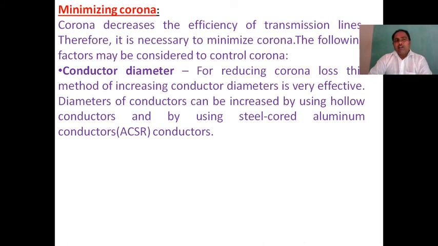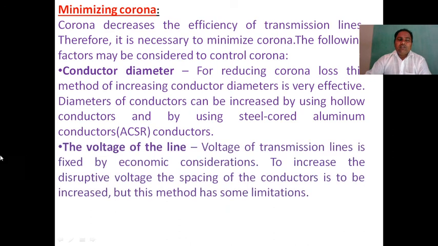Bundle conductors also reduce the corona loss, because a bundle conductor has a number of subconductors, all treated as a single conductor. The diameter of the conductor is very large because all subconductors are together. Definitely the voltage gradient around the conductor is very less. That causes the corona loss to decrease in bundle conductors.